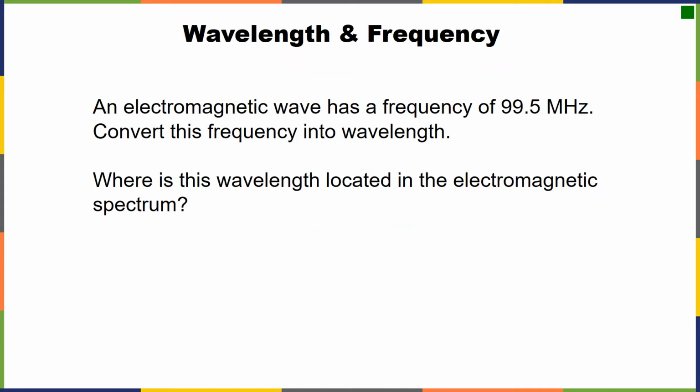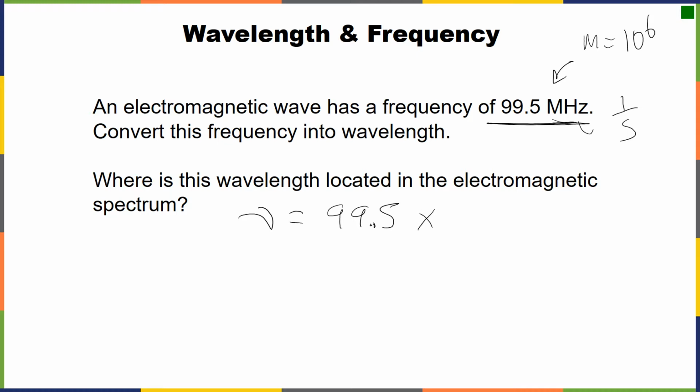All right, so let's say that we're listening to the radio as we come into work, and we've got 99.5 megahertz on the dial. By the way, the units on that are megahertz. Remember here that mega is 10 to the 6th. Hertz is units of per second. So our frequency, nu, has a value of 99.5 times 10 to the 6th units of per second.